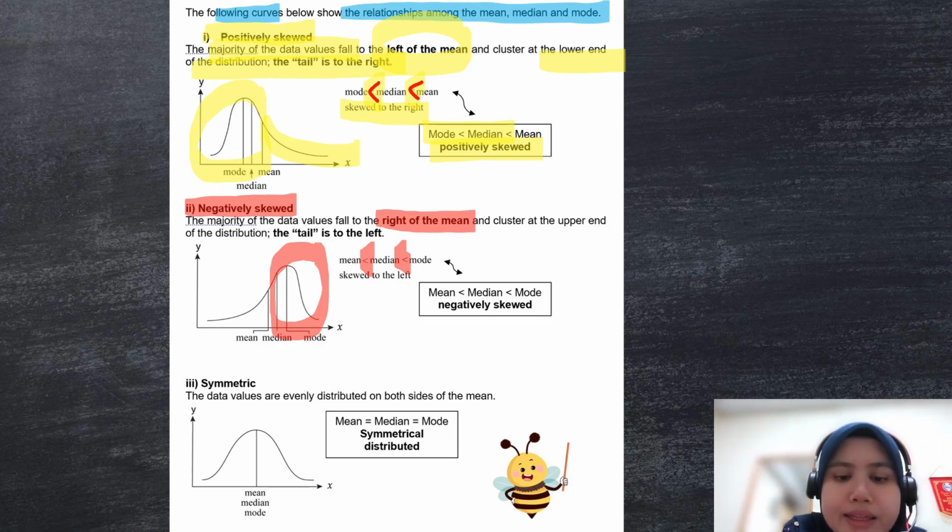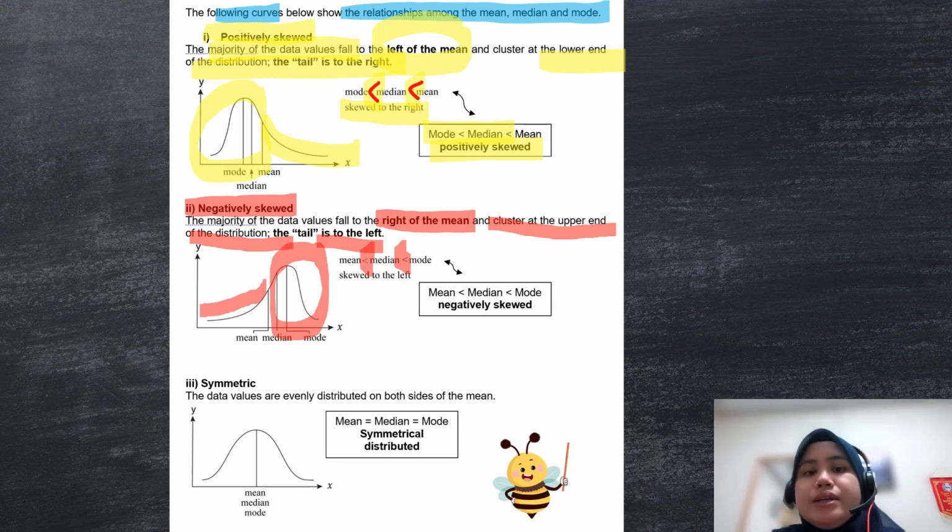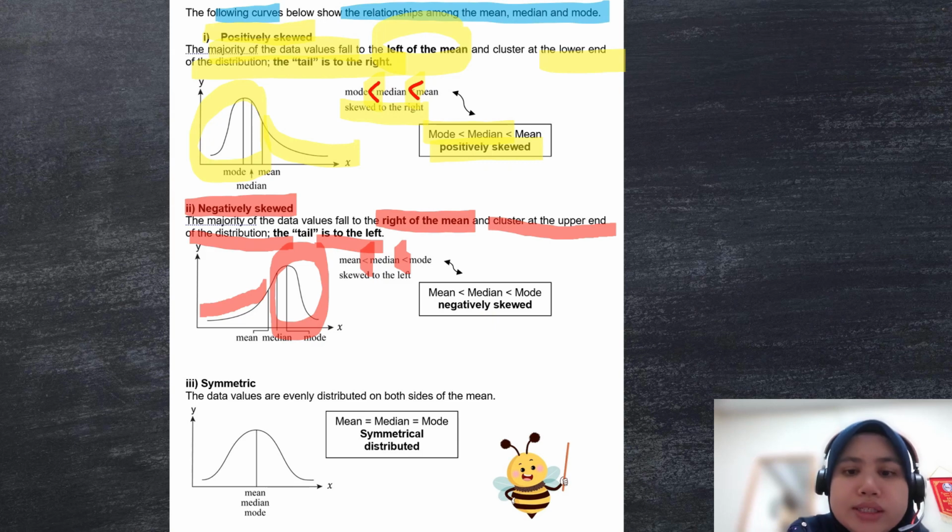It is clustered at the upper end of the distribution, and the tail is to the left. So when your mode is greater than your median, greater than your mean, it is skewed to the left, and you can also call it negatively skewed.